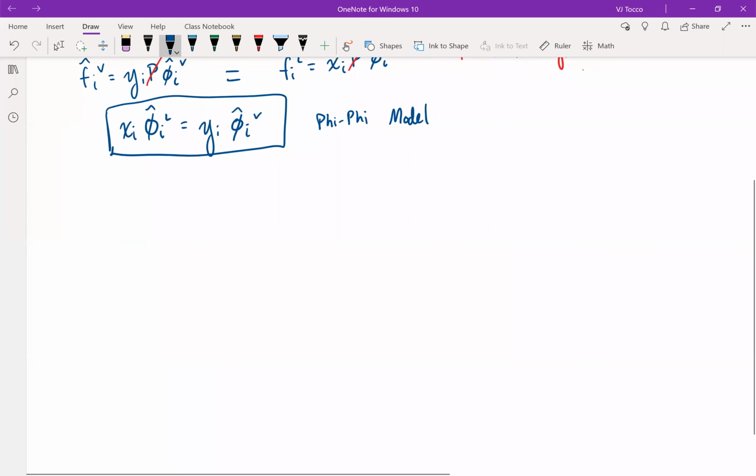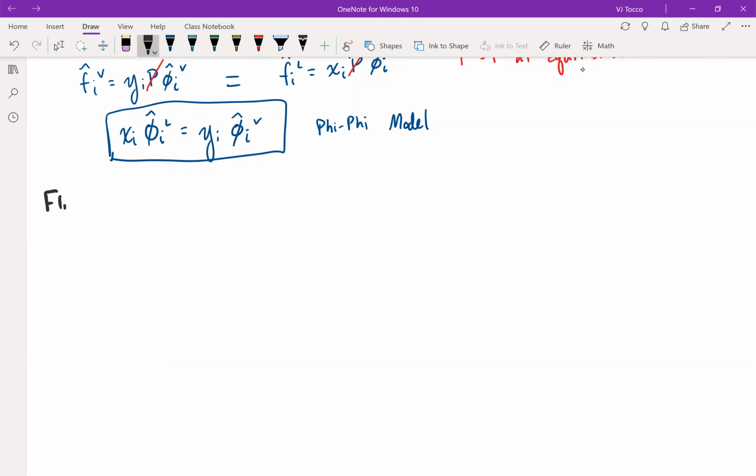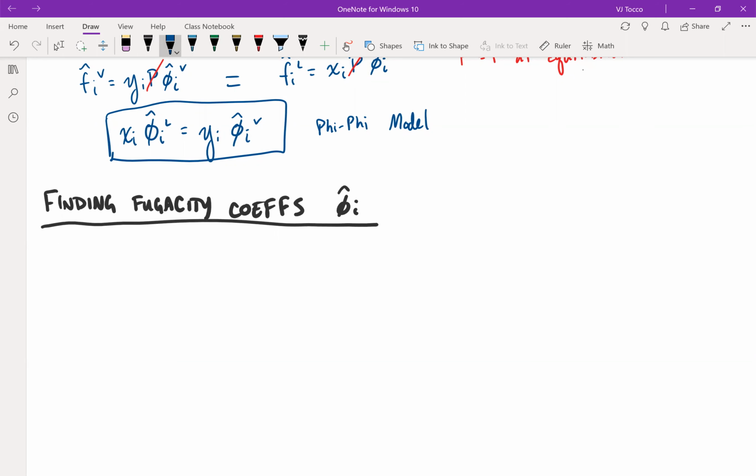So how does one do that? How do you find what phi_i is? Finding the fugacity coefficients, the phi_i's. Well, in the last video, I already showed you how you would do this if pressure is your independent variable. So you could say ln of phi_i is equal to 1 over RT times the integral from P equals 0 to P equals P of the partial molar volume, V bar i, minus RT over P, dP.